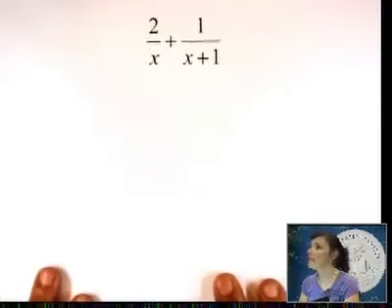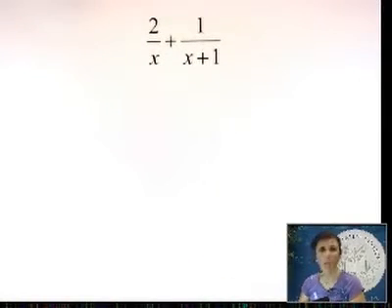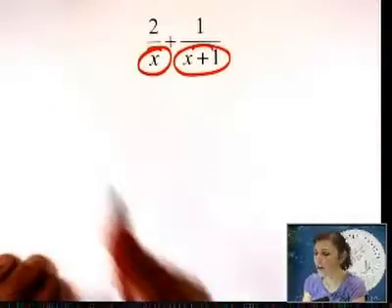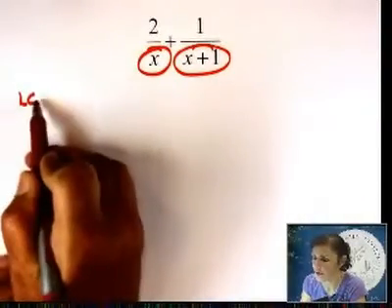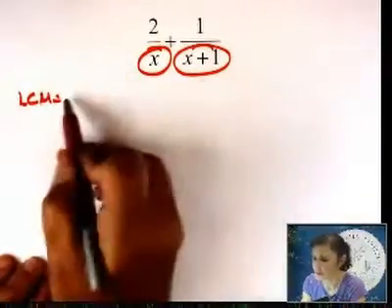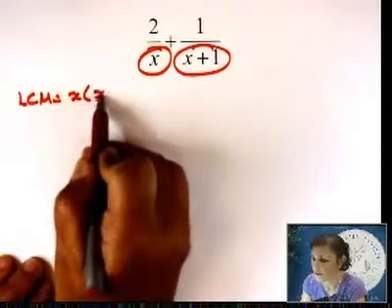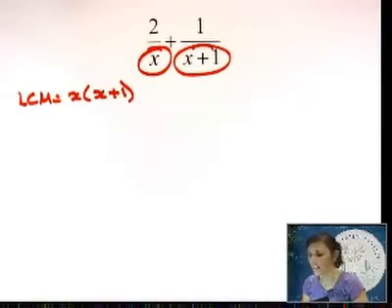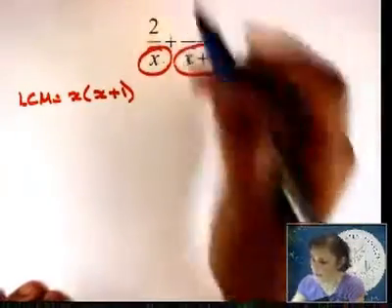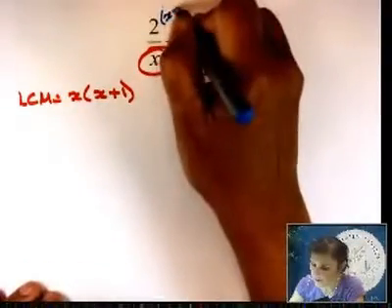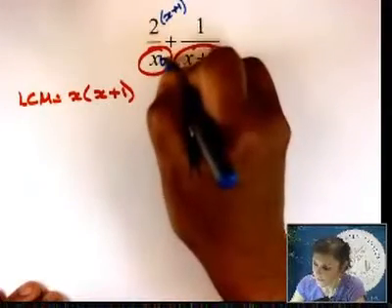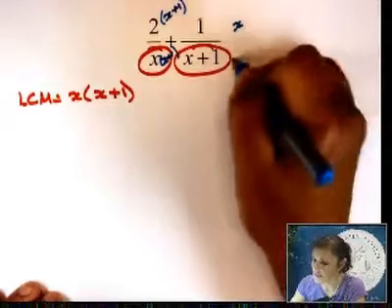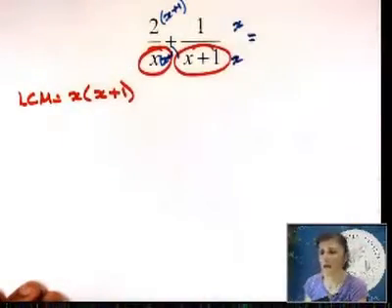Well, what happens when they are not like? One quick way is to look at your denominators and multiply them across. I know that the lowest common multiple of x and x plus 1 is x times x plus 1. So you kind of go, okay, what am I missing in this term? I'm missing an x plus 1. What am I missing in this term? I'm missing an x. Multiply them across.